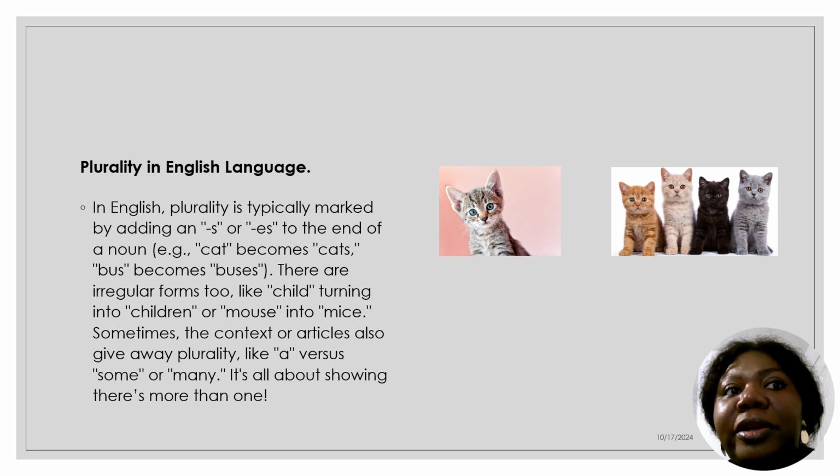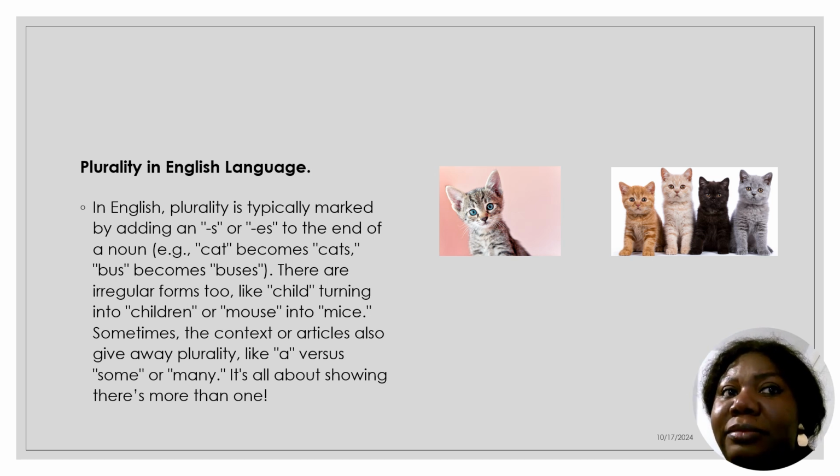Okay, now there are irregular forms too, like child being turned into children or mouse turning into mice. Sometimes the context or articles give away the plurality. So if a is preceding the noun, then you know we're referring to one. Now, plurality is one of the basic skills that we learn in a language at an early age.